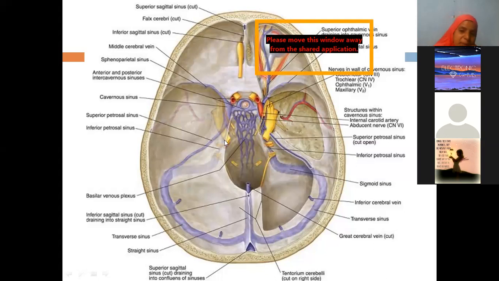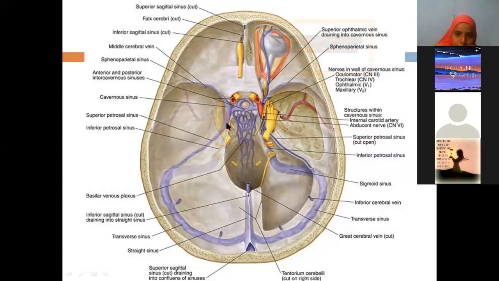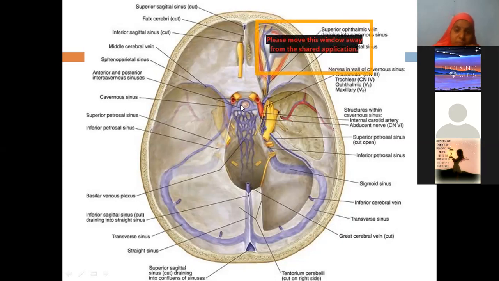Why am I naming it now? Because the posterior relation of the cavernous sinus is the apex of the petrous part of the temporal bone. Medially, it is related to the hypophyseal fossa containing the hypophysis cerebri. Very good. Laterally, this becomes lateral, no?